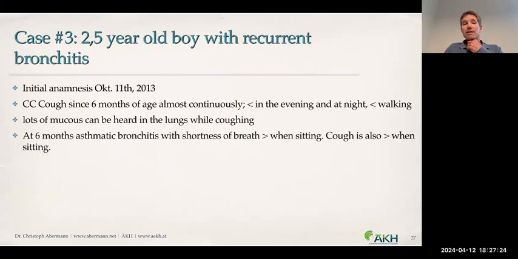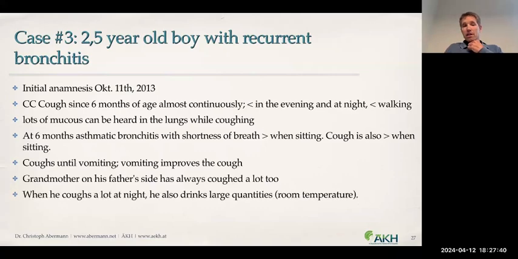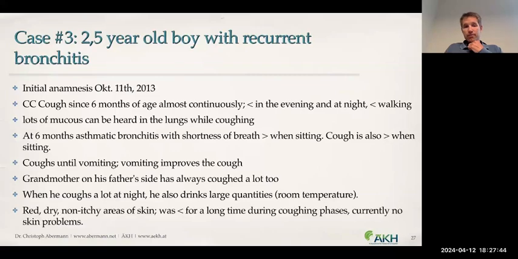At 6 months, he had asthmatic bronchitis with shortness of breath, better sitting. Cough is also better sitting. He coughs until vomiting, and the vomiting improves the cough. His grandmother on his father's side has also coughed a lot. When he coughs a lot at night, he also drinks large quantities in room temperature.